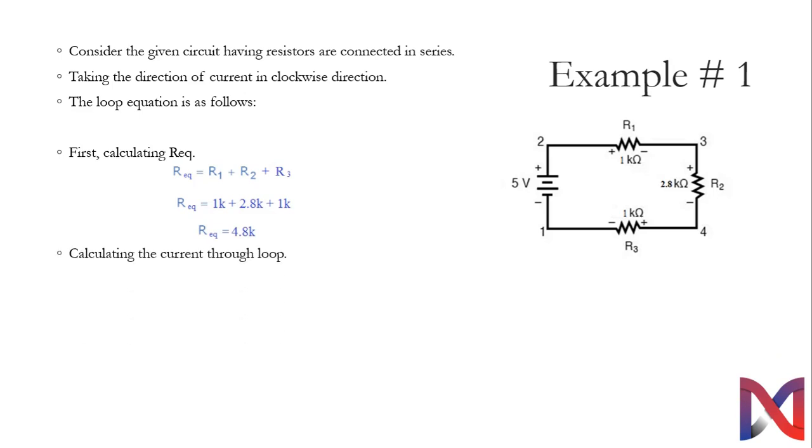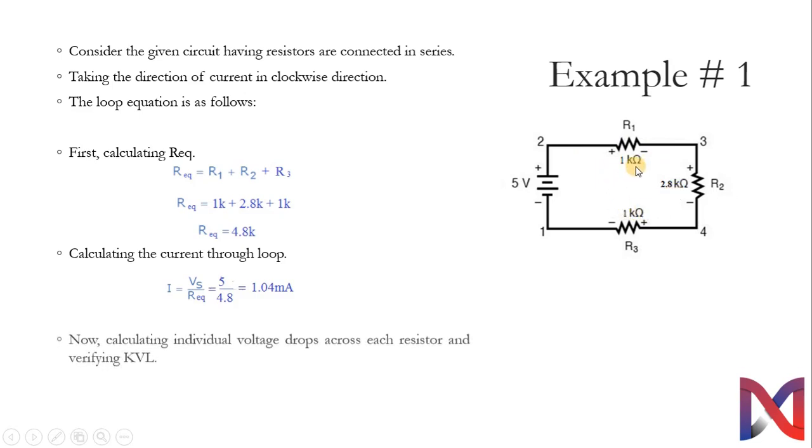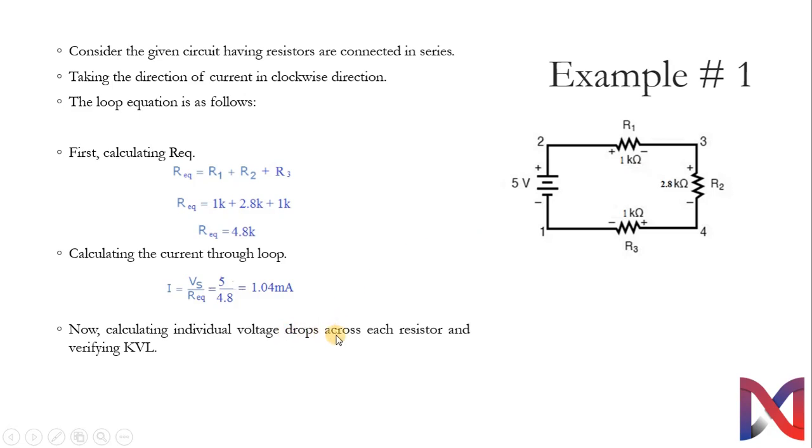Now we will calculate the current through the loop. We can easily calculate our current through Ohm's law. So we have Vs divided by R equivalent, 5 volts divided by 4.8 kilo ohms. We have 1.04 milliampere as our input current. Here we have 3 resistors in series, so the current will remain the same. We can calculate the individual voltage drop across each resistor and verify KVL.